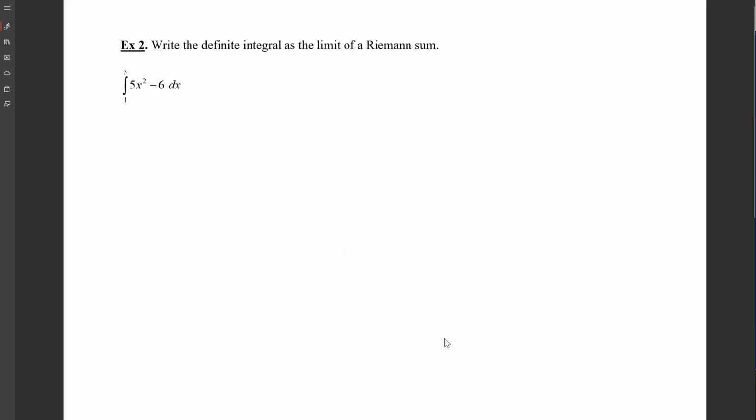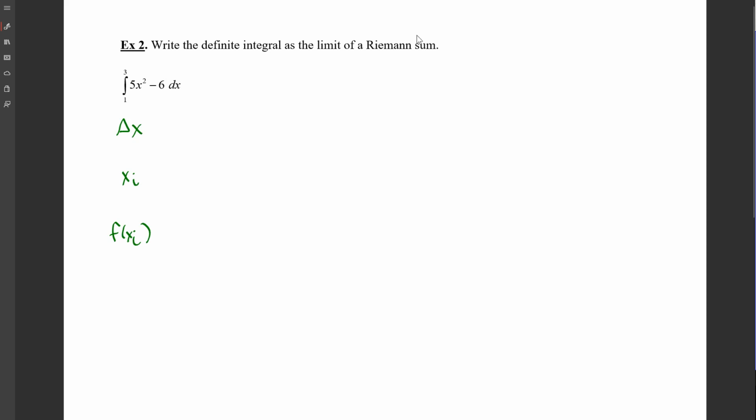Let's look at this problem here. How could I rewrite this as a limit of a Riemann sum? I do the same thing I did before. I have 3 parts I need to find. First I find delta x, then I find x of I, then I find f of x of I, then I substitute it into my formula.